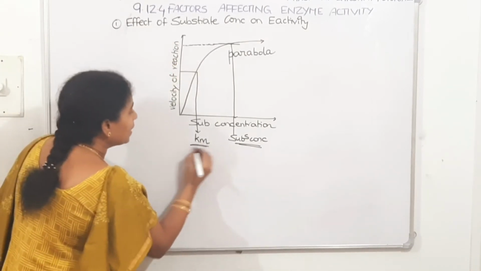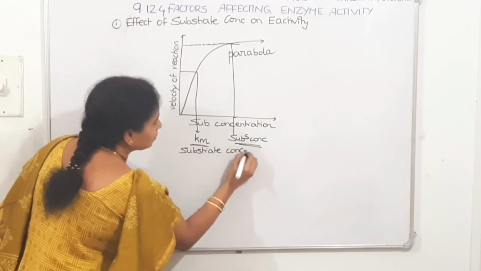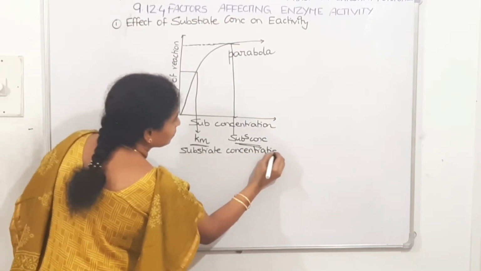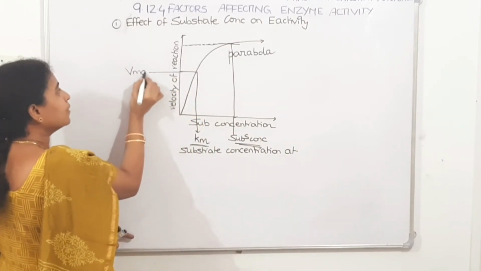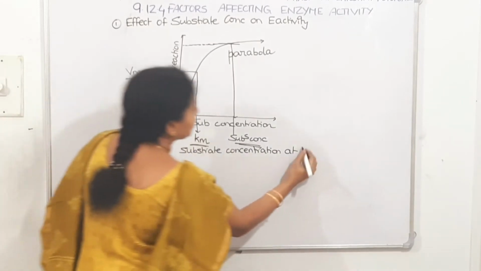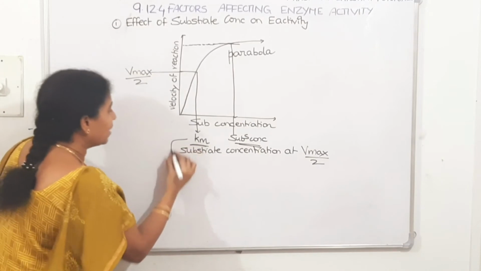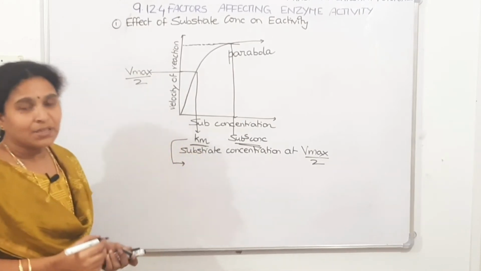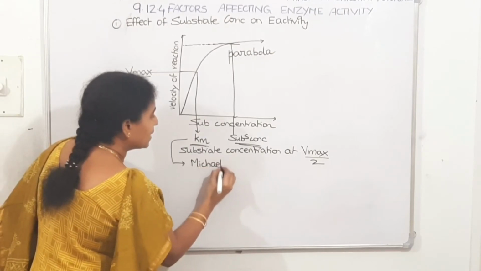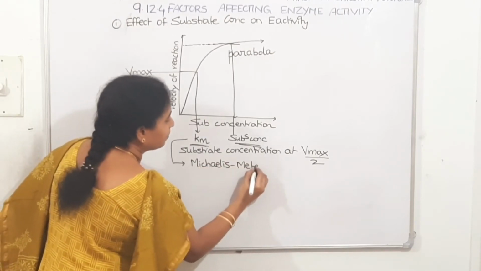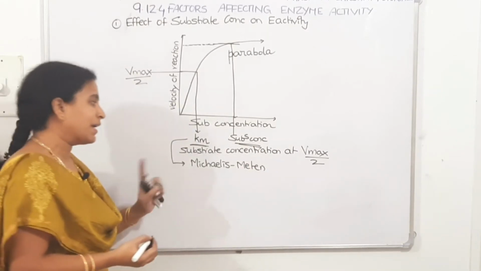So what is Km? Km is the substrate concentration at half the maximal velocity. Km is a constant. Who derived this constant? Two scientists, Michaelis and Menten. They have derived a constant, that is the Km constant, the Michaelis-Menten constant.